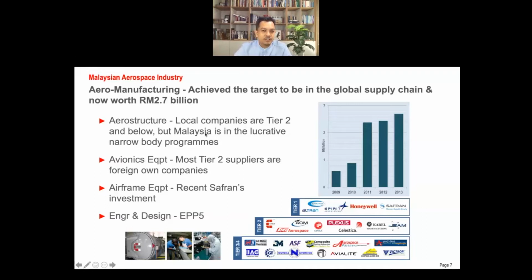Okay, so it has already achieved the target to be part of the global supply chain, because we said in 1997 that we want to focus on aero manufacturing with a very small number of companies, I think one or two. In 1997, we started with SME Aerospace, and the numbers have grown significantly for aero manufacturing. So the industry is now worth 2.7 billion.